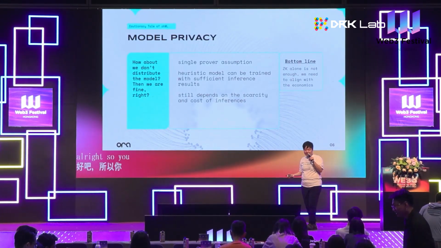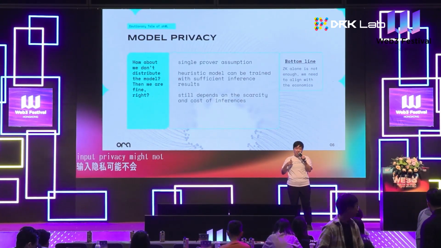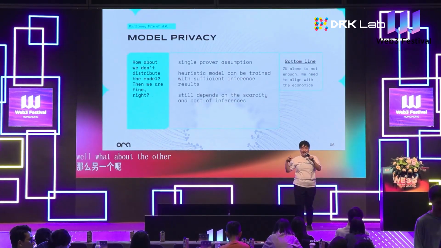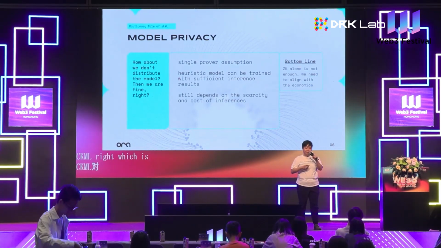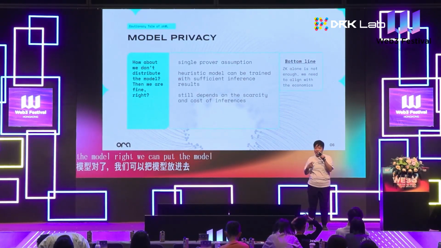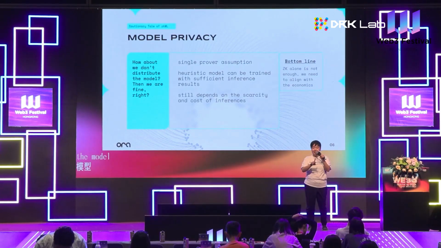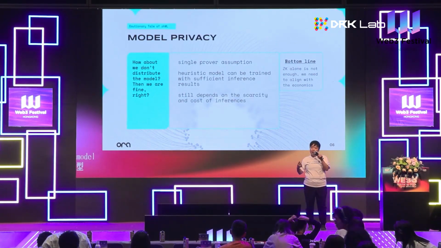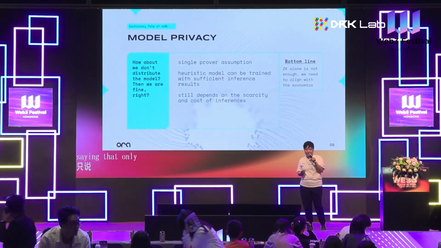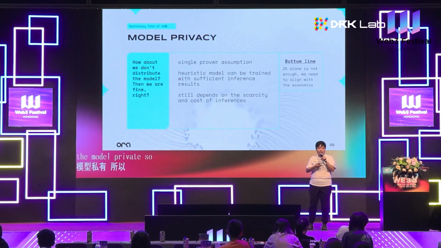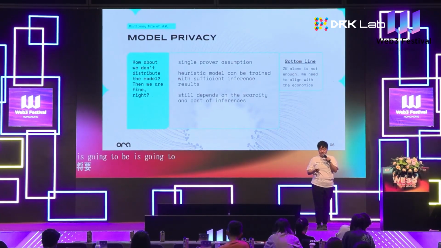Well, what about the other promise of zkML, right? Which is, okay, we can't hide the input, sure, but we can hide the model. We can put the model into private signals and then hide the model. So there's actually a lot of problems with this model privacy promise. First of all, if the model is private, essentially you're saying that only one single entity can be the prover. Because you want to keep the model private, only the model provider, the company providing the model, is going to have access to that data. Everyone else is just going to trust that single prover to provide the service.